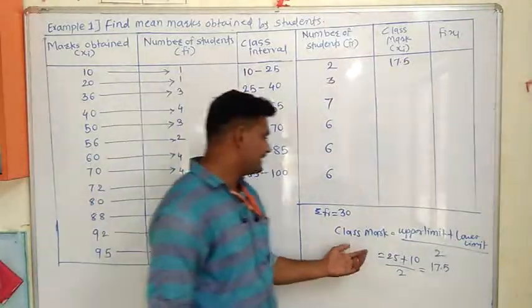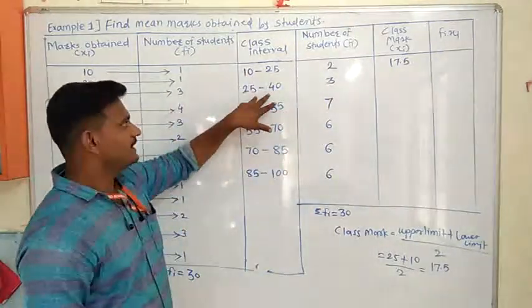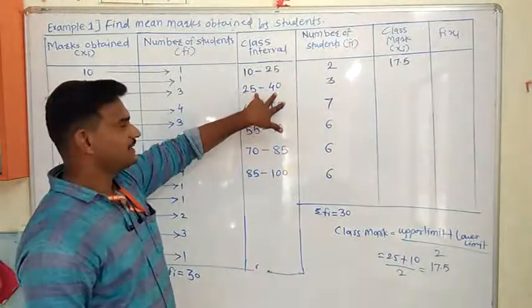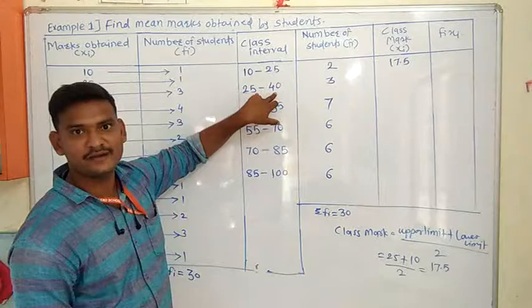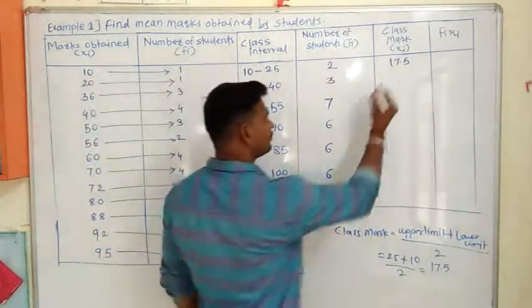Okay, now we will also find the class mark for the second class interval. See here, the upper limit is 40. 40 plus 25, how much will you get? 40 plus 25 is 65. 65 divided by 2 is 32.5.